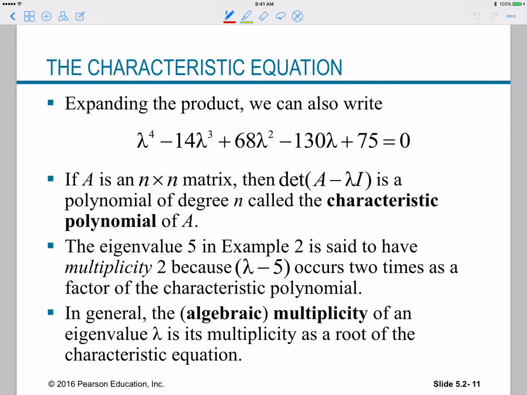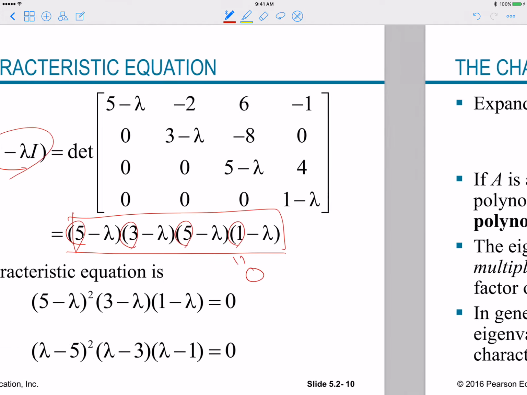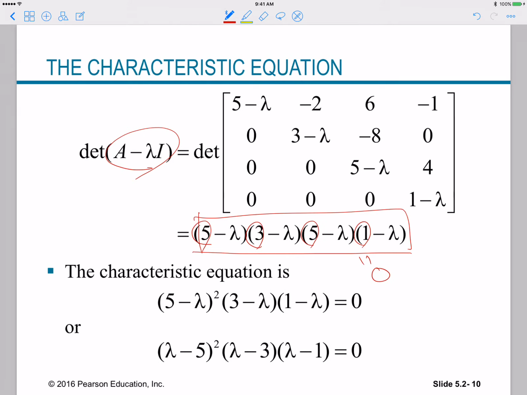Okay, now it's time for learning about this new term, multiplicity, also called algebraic multiplicity. So multiplicity is how many times the same root is repeated. What is it in Korean for this multiplicity, multiple roots?